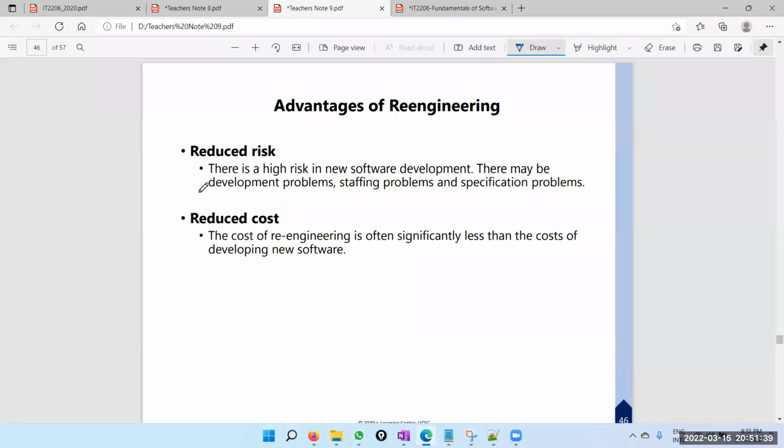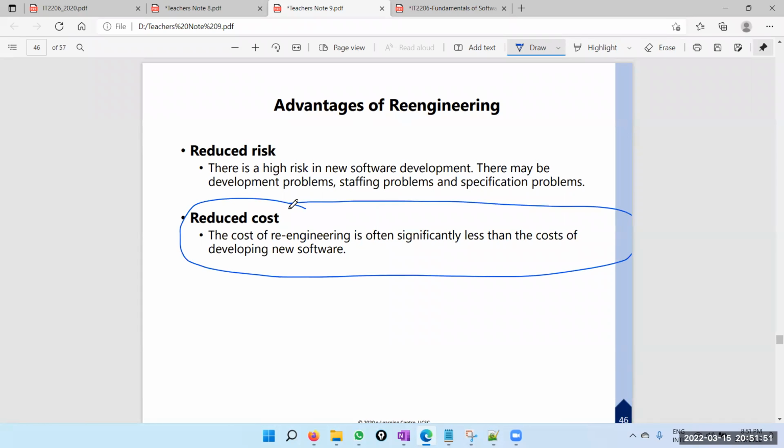So it reduces the risk because we are not developing a new system. Right? Already functioning things, we are doing some big changes. And also it reduces cost because we are not developing everything. We're just doing some changes to that. But there are limitations. Sometimes when your product is very old, re-engineering is not possible. So then we have to go into a new product rather than doing re-engineering. Okay.